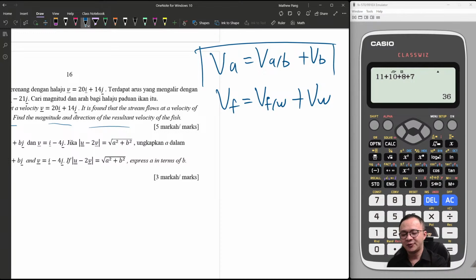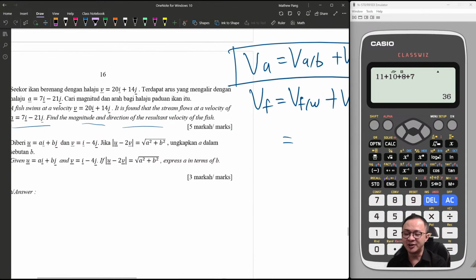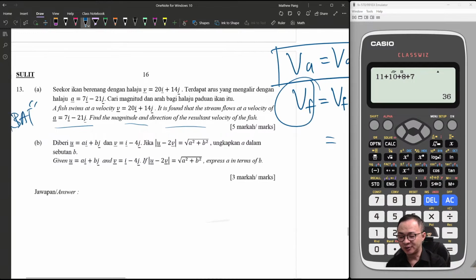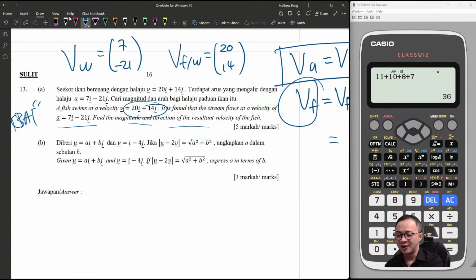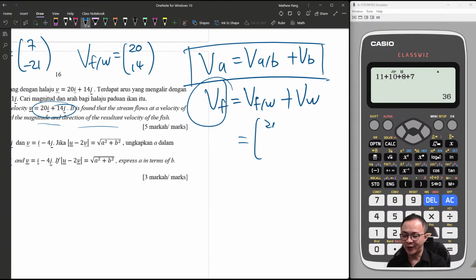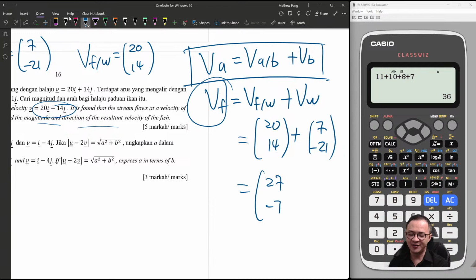Yeah. So because of this one, I can know this is a resultant vector. So they want a resultant velocity, so they are finding this one. So therefore, this fish swims at this speed, I will just assume this is fish relative to the water, which is 20 and 14. And then velocity of the water, which is a, which is 7 and negative 21. So we just substitute into the formula: 20, 14 plus 7, negative 21. So this one should be 27 and negative 7. This is the velocity of the fish.